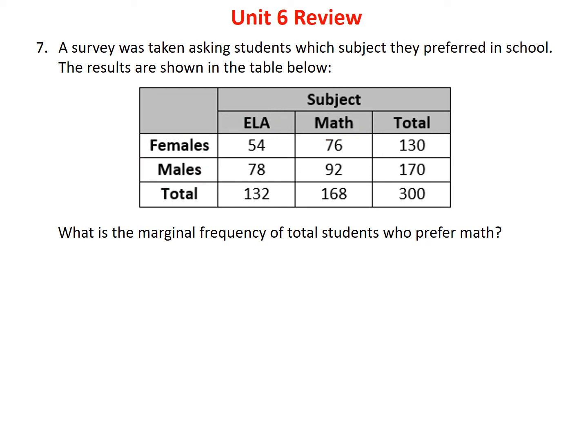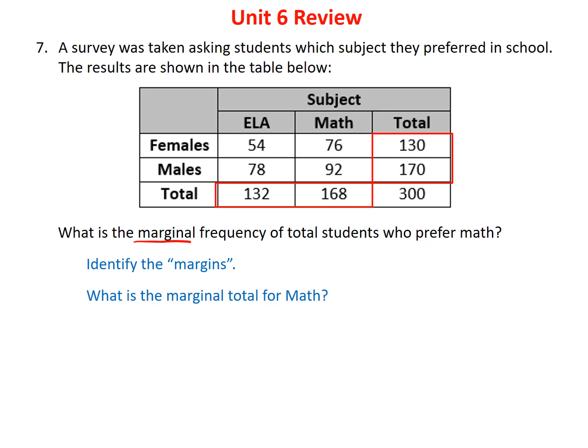The first question here says, what's the marginal frequency? And notice that keyword marginal, because the first thing to find a marginal frequency is identify the margins. Well, the margins here are the totals at the bottom, the totals of ELA and math, and over here the totals of males and females. And they want the marginal total for math. Well, the marginal total for math, you see, is 168. And that's our answer for the marginal frequency of students who prefer math.